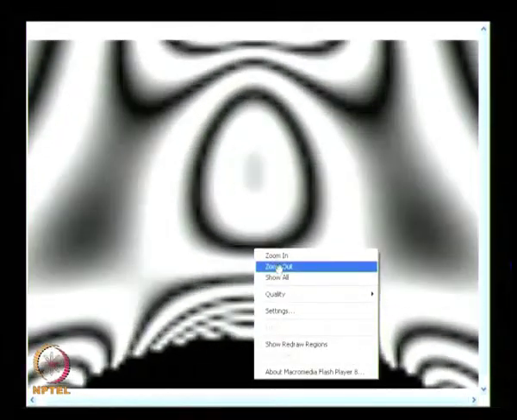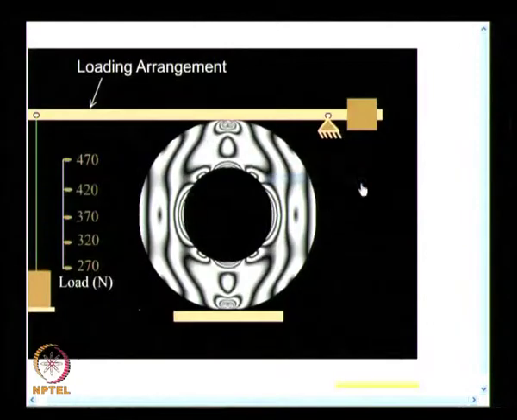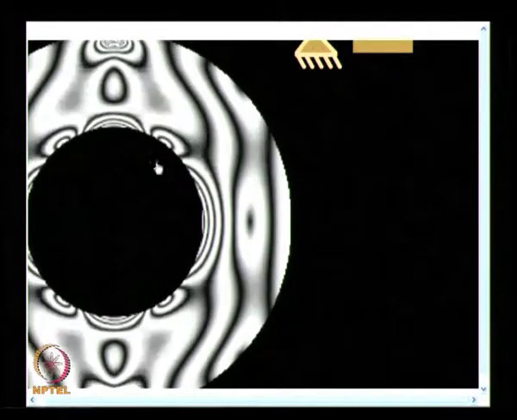You see this beautifully, and let me show you one more feature. Let me focus on this part of it. What is happening here? I have something special happening in this zone, and I have something special happening here. As the load is increased, in one case fringes go and vanish, in another case only the density increases. Only the density increases, fringes do not vanish.